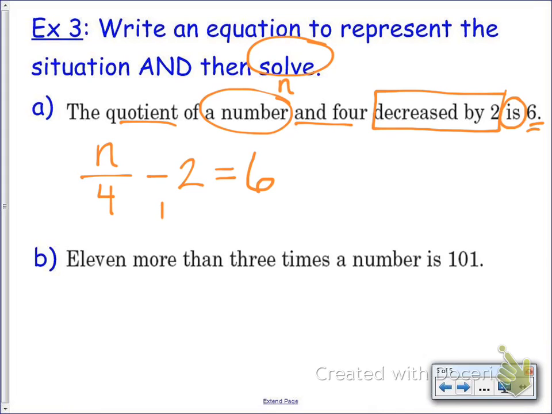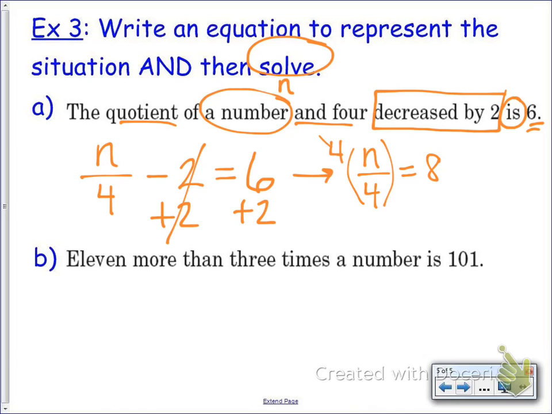Now we want to solve it. So add 2 to both sides. Now it's going a little slow. So you get n over 4 is equal to 8. Let's speed this up a little bit. N over 4 is equal to 8. So now times both sides by 4, and you get n equals 32.